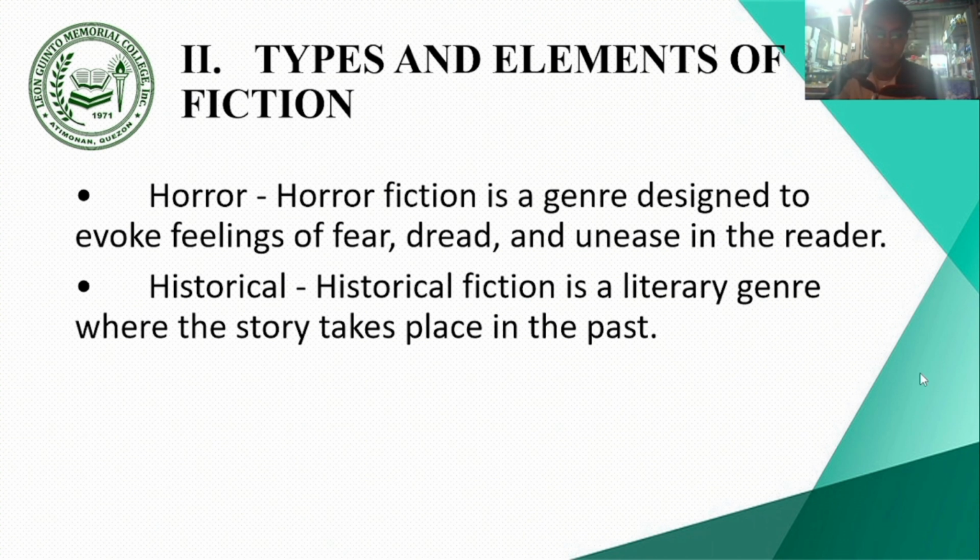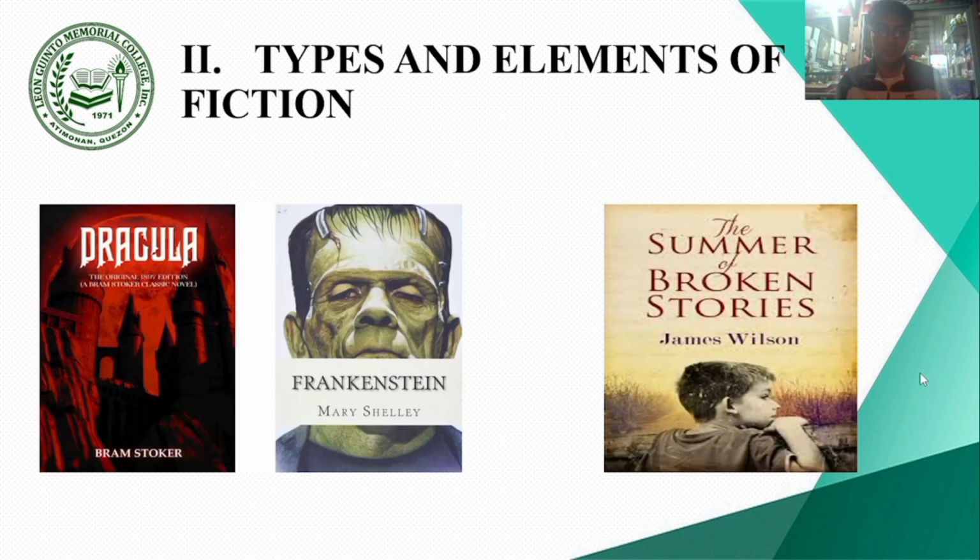The next one is historical fiction. It's a literary genre where the story takes place in the past. Historical novels capture the details of the time period as accurately as possible for authenticity, including social norms, manners, customs, and tradition. An example of horror fiction are Dracula and Frankenstein. And for historical fiction, an example is The Summer of Broken Stories.